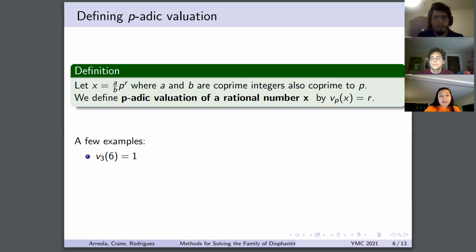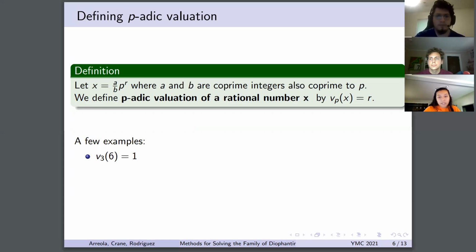All right, so what is p-adic valuation? We're going to start with the definition, and we're going to start with a rational number x, and we're just going to define that to be a over b times some prime number p raised to an exponent r. We're just going to note here that a and b are coprime, and they're also coprime to p, so a, b, and p only share the common divisor of 1. So we say that the p-adic valuation of a rational number x is just that power r. So whatever our prime p is being raised to, that's what the p-adic valuation is of the number.